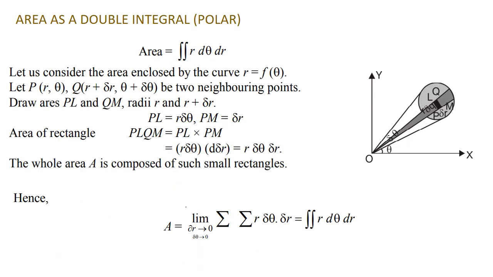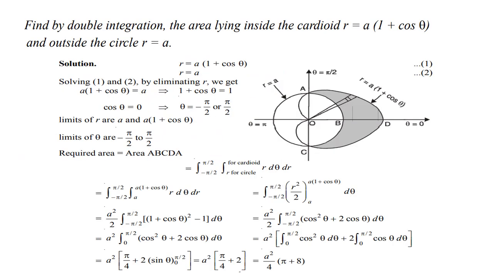Next, we are going to see how to find area using the concept of double integration for polar coordinates. So for this, the formula is going to be area equal to double integral of r d theta dr. So now let us solve a sum based on this concept. Find by double integration the area lying inside the cardioid r equal to a(1 plus cos theta) and outside the circle r equal to a.